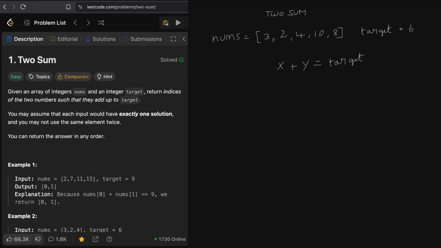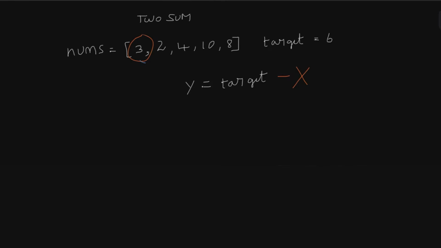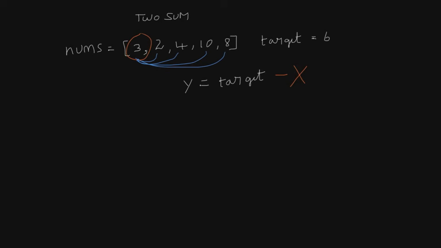The solution starts with simple math. If I pick one number and call it x, then I just need to find the other number, which is target minus x. The first thought process that usually comes to our mind is a brute force approach. Here we simulate all possible combinations and check whether the sum of any two numbers is equal to the target. That means we pick one number and then search for the remaining value in the rest of the array.